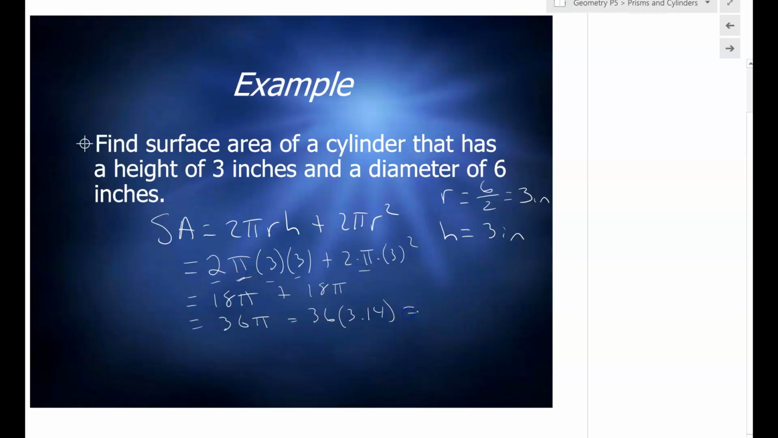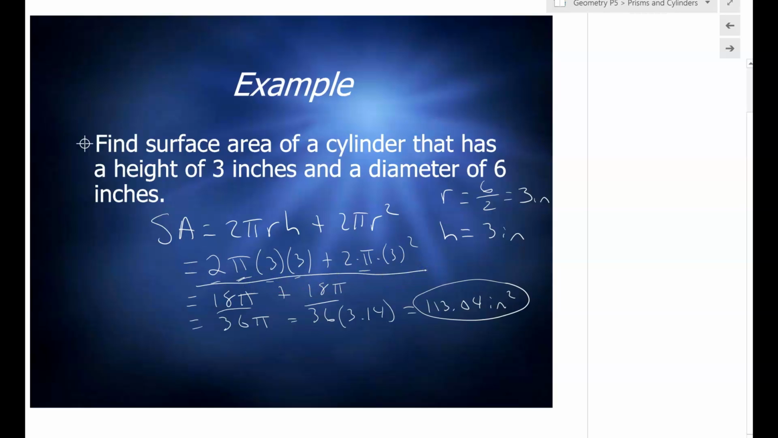Either way, let me confirm that on my calculator. You should get 113 point 0 4 or 0 9, it depends on what you use. I'm going to say 113.04, and that'll be in inches squared. So it's a real plug and chug type of thing. Again, you don't have to do like I did and get 18 pi plus 18 pi. You could type this in one shot on your calculator.